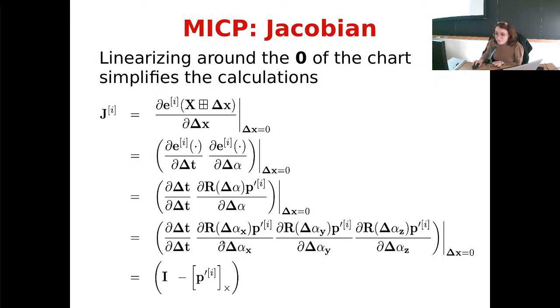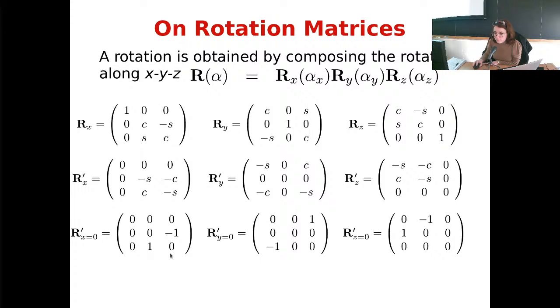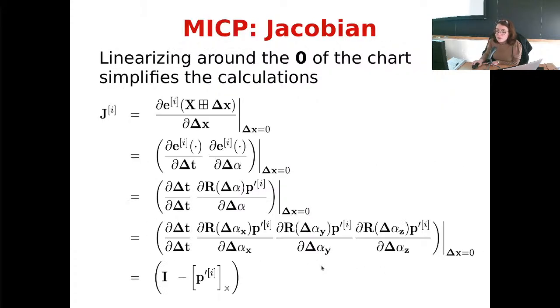Now, if you assemble these three vectors here, where you need to use this rotation and this rotation, then you will easily get that these three vectors assemble into minus the skew-symmetric matrix of pi prime. They can be compactly written as minus the skew-symmetric matrix of pi prime.